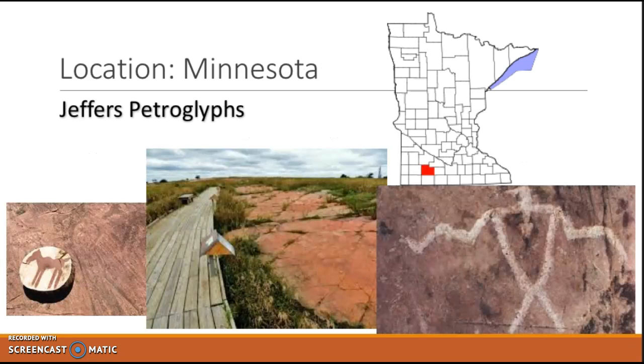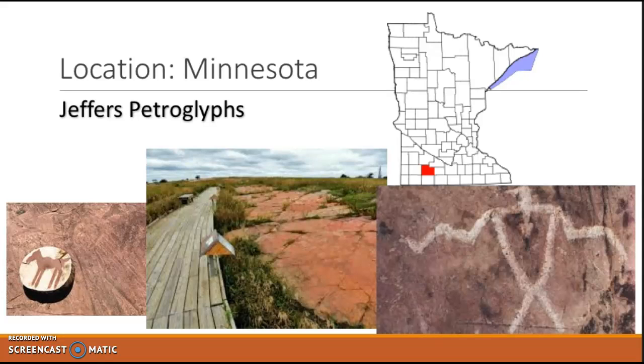And then in Minnesota, I wanted to put this one on here because I actually grew up not too far away from here. I probably lived about 20 minutes from Jeffers Petroglyphs. I've been there a couple times, so it's really cool to incorporate that into this lesson plan today. Jeffers Petroglyphs is a sacred site in southeastern Minnesota, located outside of Comfrey, Minnesota.